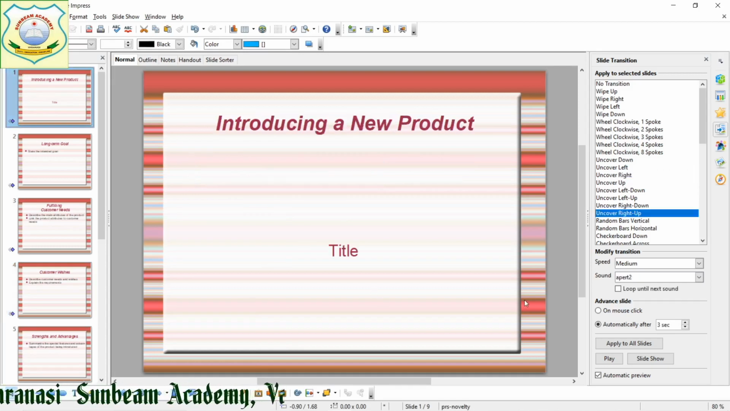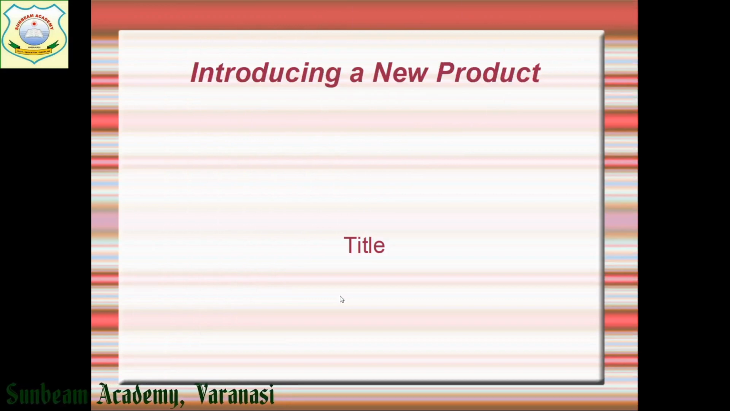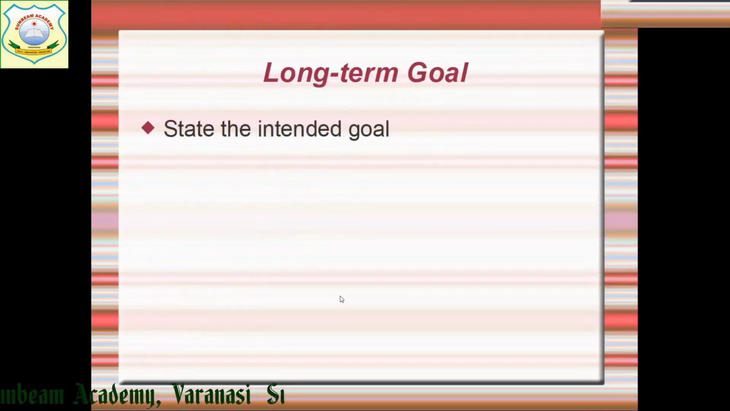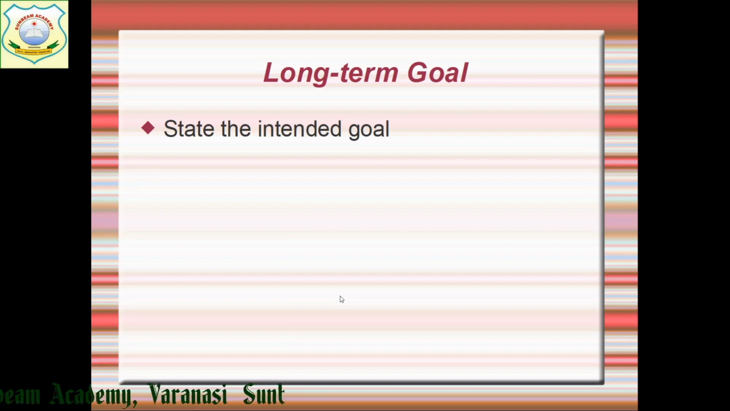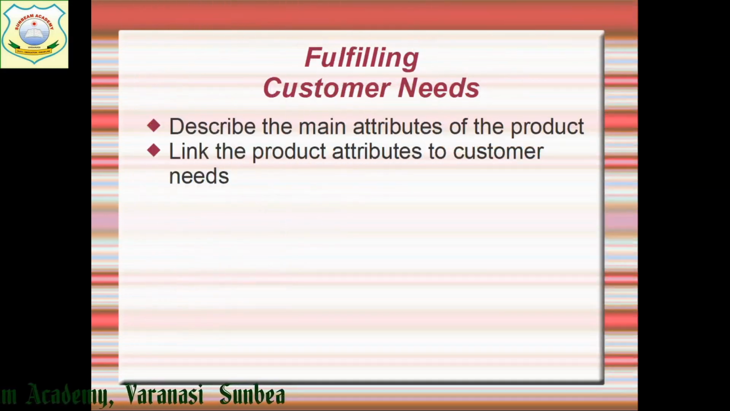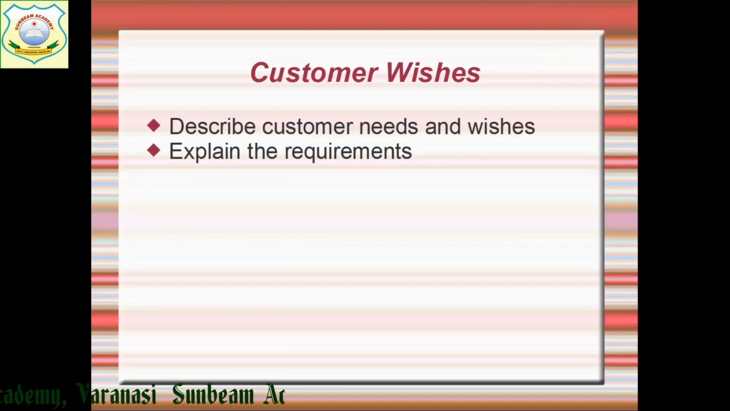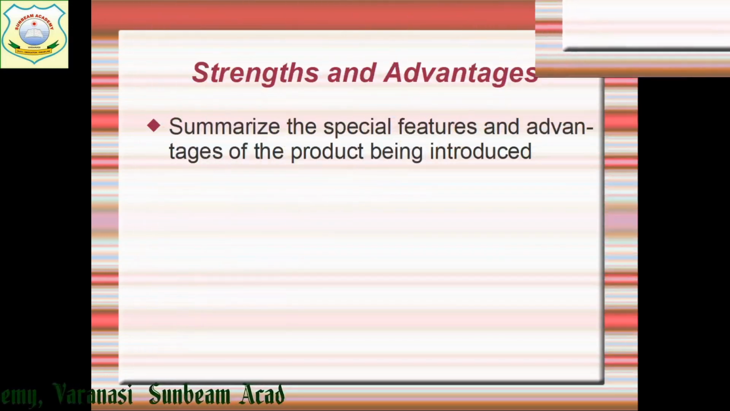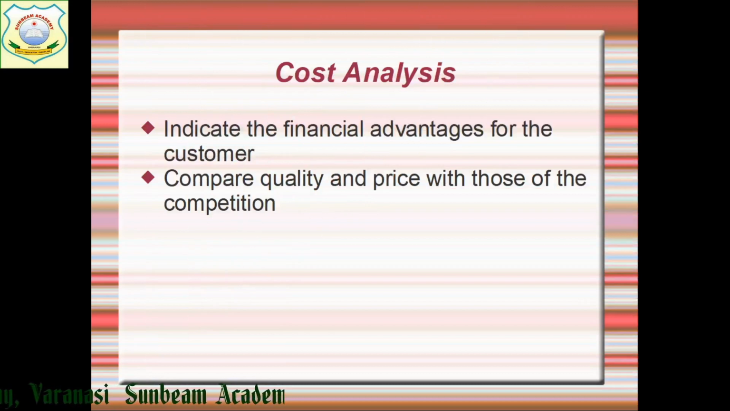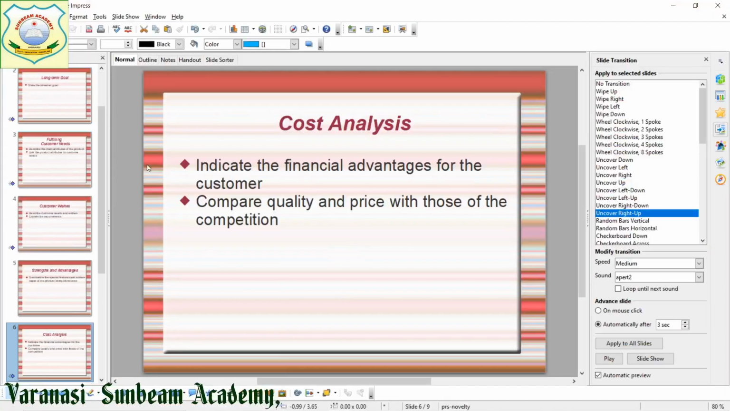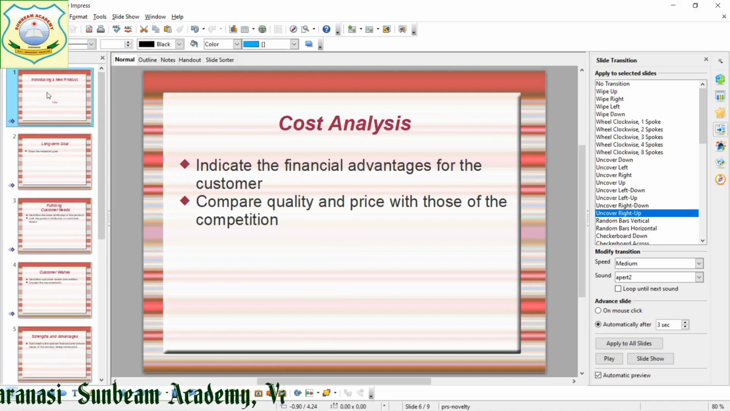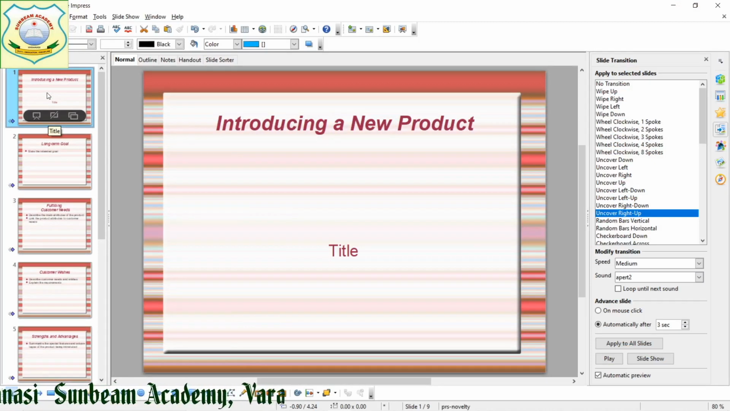If I use apply to all slides, you can see the same has been applied to all the slides. Whatever effect you take for the first slide, it will automatically come to the second one. This is your transition. Now I am going to see animation. How can we animate our topics, characters, or words onto our slide?